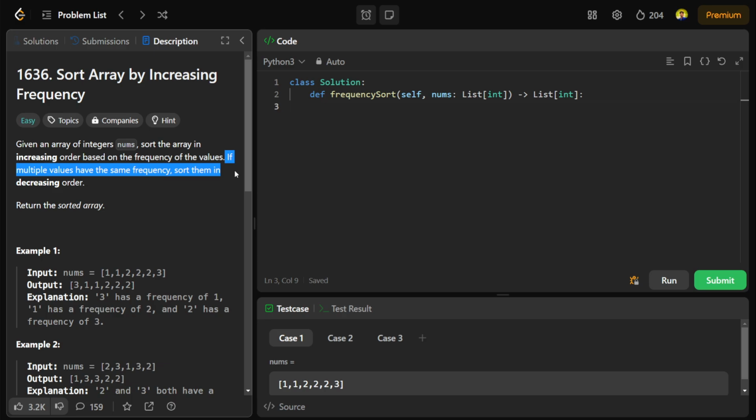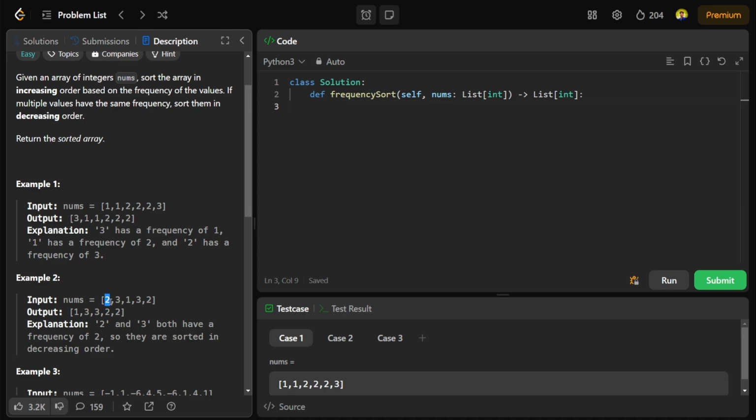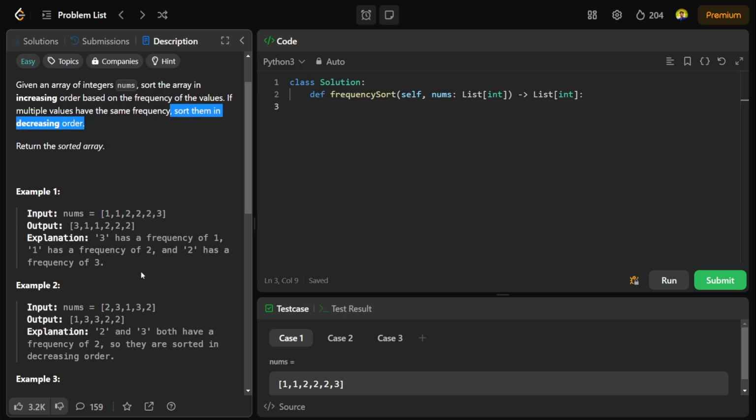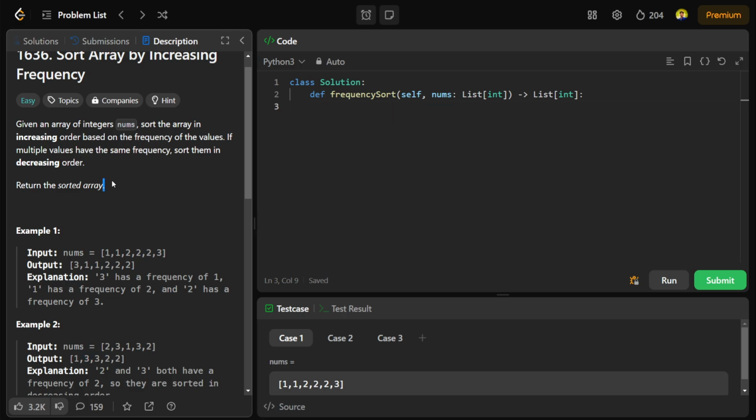Now they have another condition. If multiple values have the same frequency, for example in this case 2 is also having 2 frequency and 3 is also having 2 frequency, then we need to sort based on their magnitude. Whichever element is larger should come first. So you can see 3 is coming first, then 2. And at last we need to return the array.